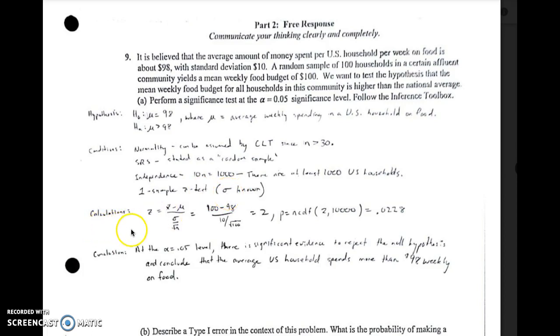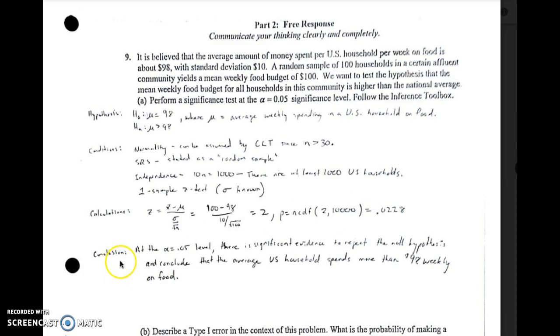Step 3 is calculations. To find the z-score, we're going to do x bar minus mu divided by sigma over square root of n. You plug in the numbers that they're given and you get the value of 2. So to find your p-value, you're going to do the normal CDF, 2 as your lower bound, and a large number, 10,000, as your upper bound, because our alternative hypothesis is greater than 98, so we're doing the upper end of the graph. We get a p-value of 0.0228 from the calculator.